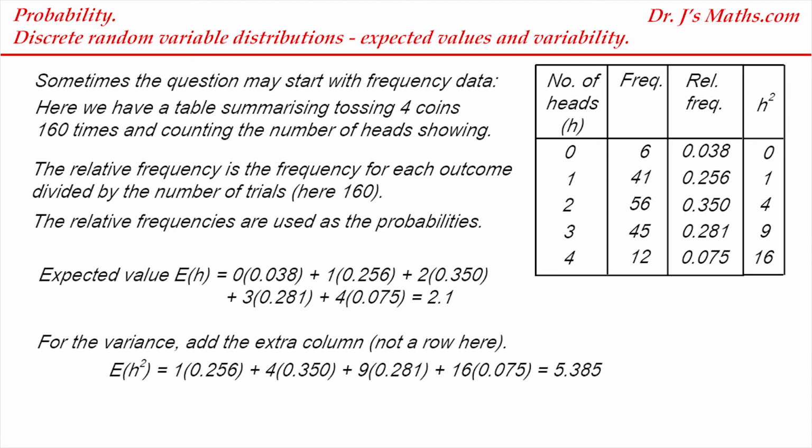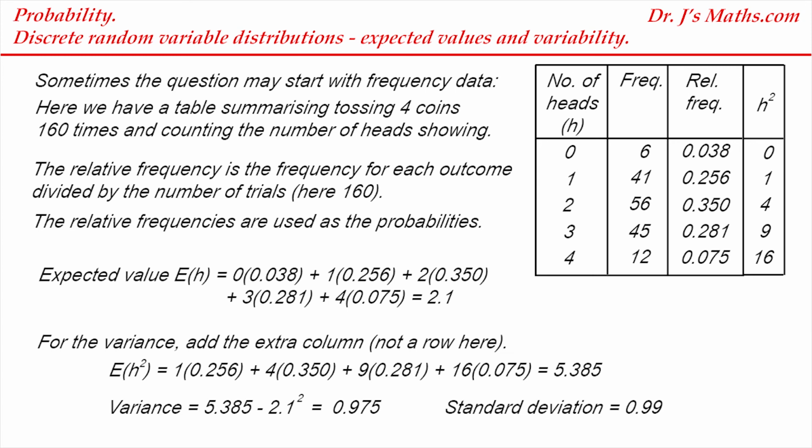Add those together, we get 5.385, and then the variance is calculated by using that number, 5.385, and subtracting the 2.1 for the expected value all squared, which gives us 0.975. Taking the square root, the standard deviation is 0.99.